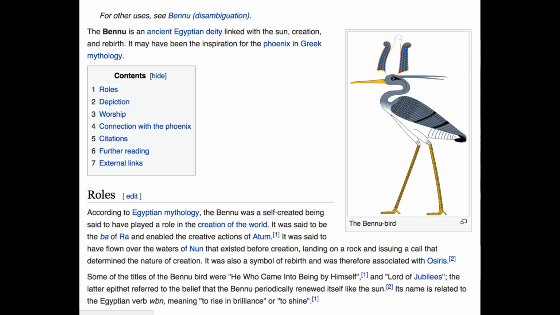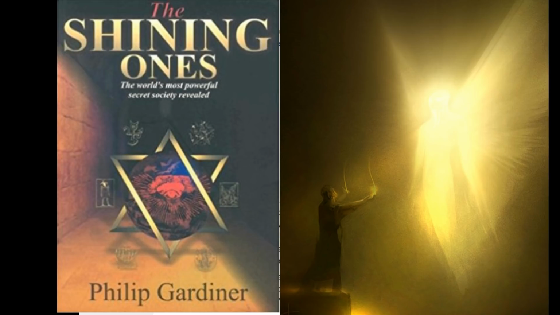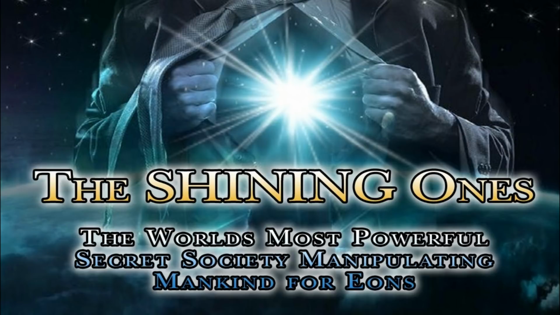And it says here, some of the titles of the Bennu bird were He Who Came into Being by Himself and Lord of Jubilees. The latter epithet referred to the belief that the Bennu periodically renewed itself like the sun. Its name is related to the Egyptian verb wbn, meaning to rise in brilliance, Weben, or to shine, right? Rise in brilliance, to shine. Who else is referred to as the shining ones? Right, all these gods, these stars, these fallen angels, morning star, the shining one, Lucifer.